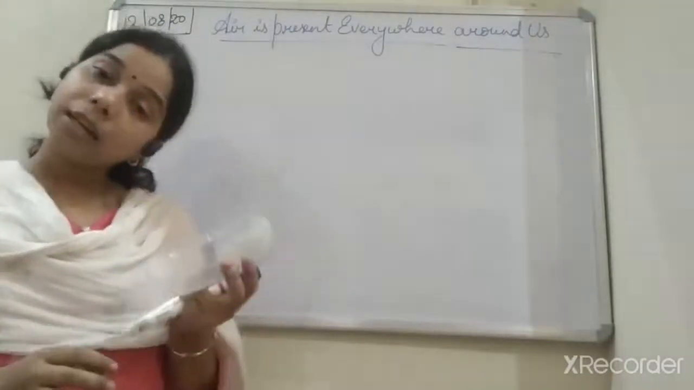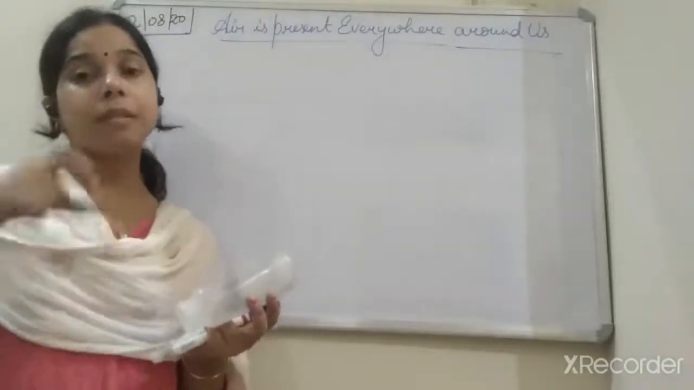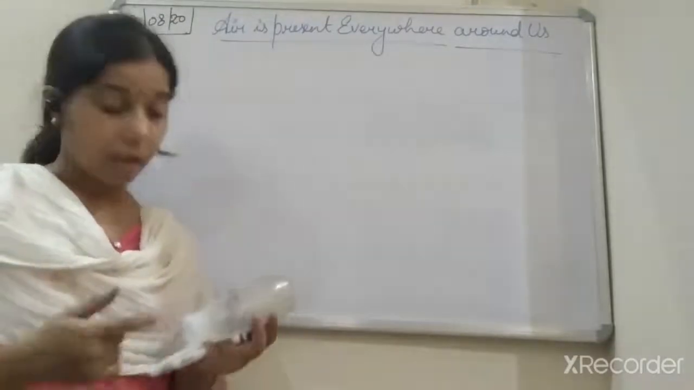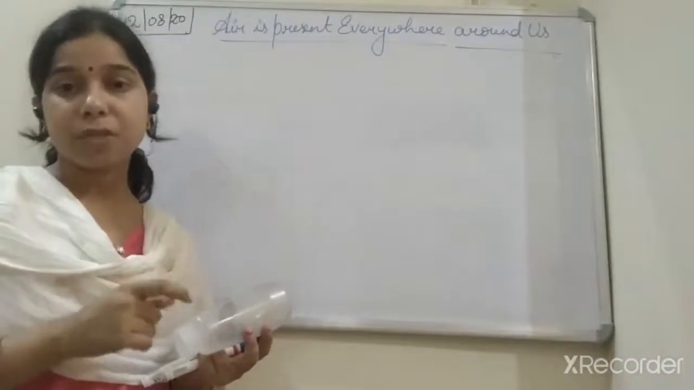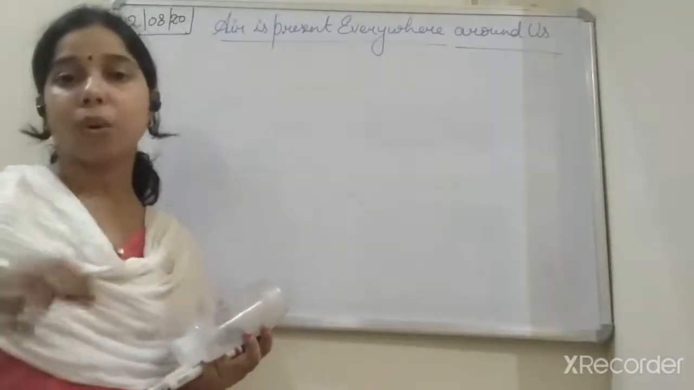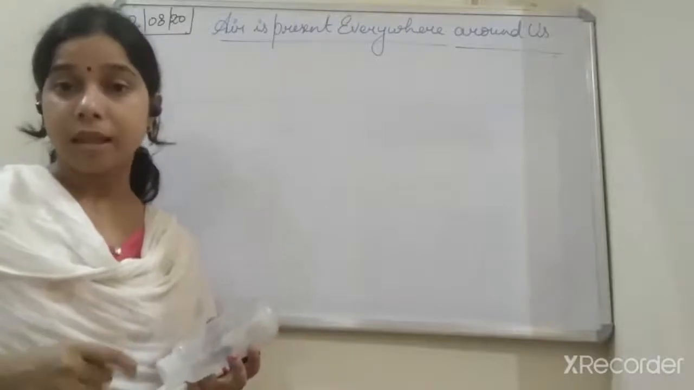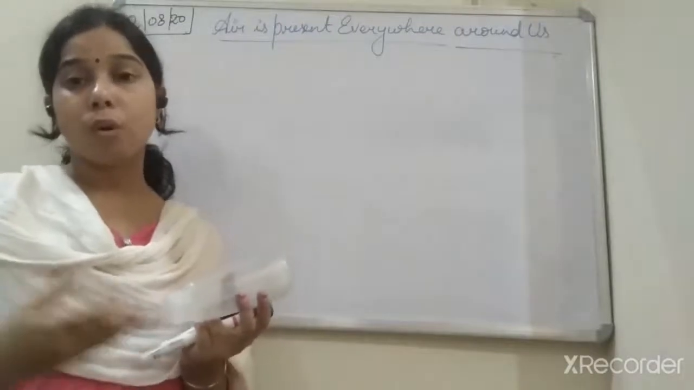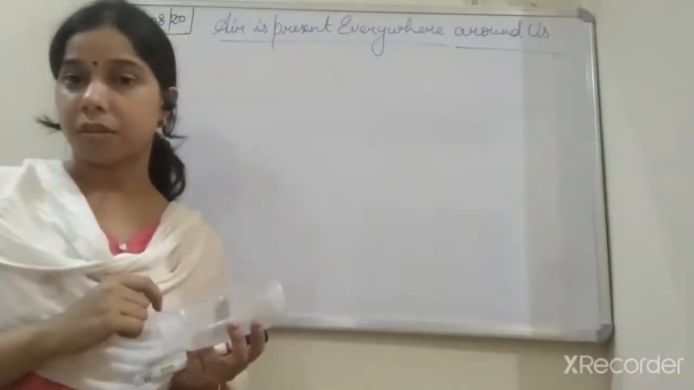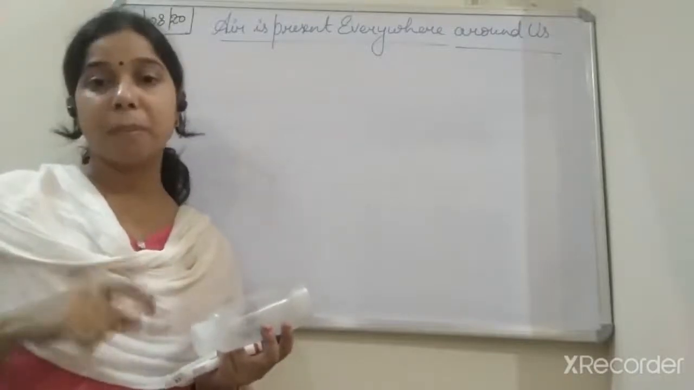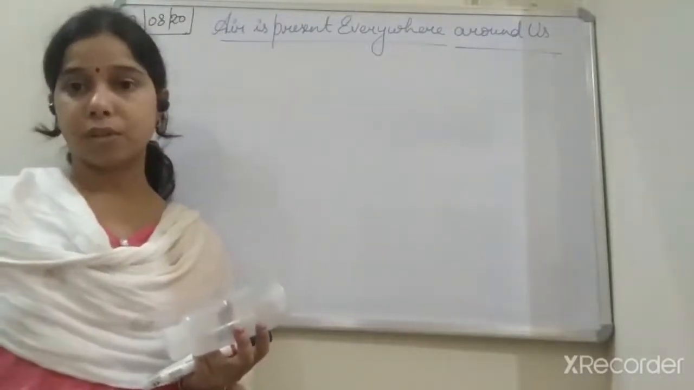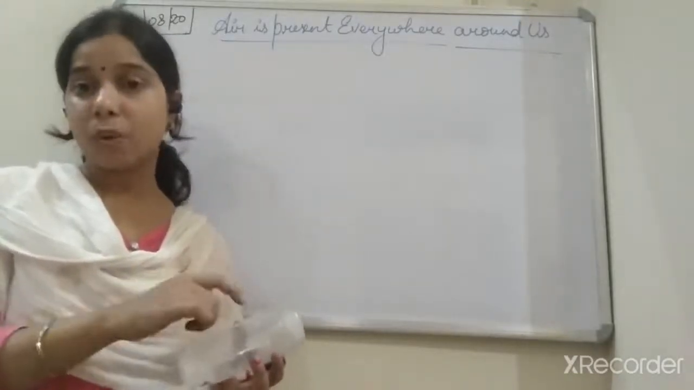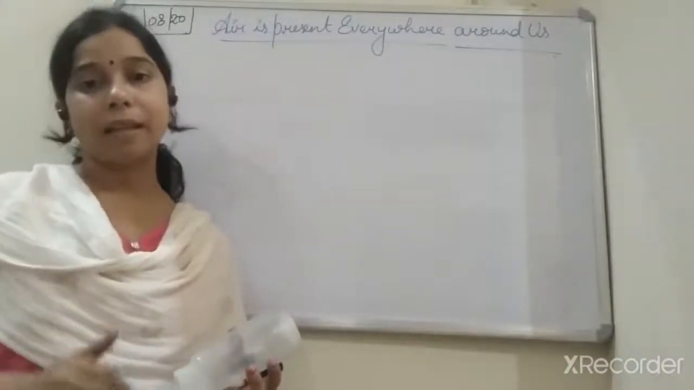But as you tilt it, student, what happened? The bubbles start coming out of it. What does that indicate? The air which is present in the bottle starts coming out in the form of bubbles. And as the bubbles come out, you will see, students, that the water also starts getting inside the bottle. Because as the air comes out in the form of bubbles, a space is left behind inside the bottle, and thus water can occupy that space.